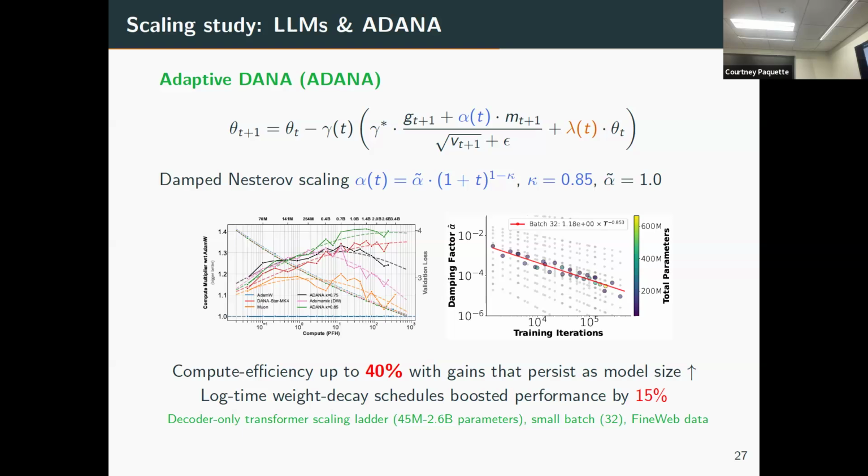Okay, so what you can show, which is crazy, is that for your damping parameter, your kappa is roughly 0.85, and it works, and your alpha tilde, your constant, is just 1. This is with a fixed batch of 32, so I'm not changing my batch. What you show is that by doing this sort of thing, you actually get 40% compute efficiency gains just by choosing this correctly. And it works better as you scale up.